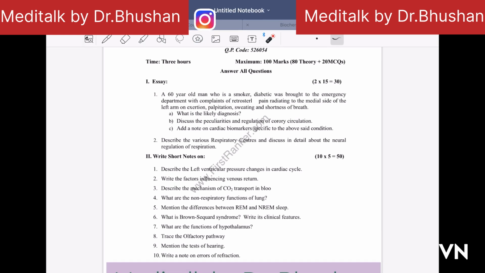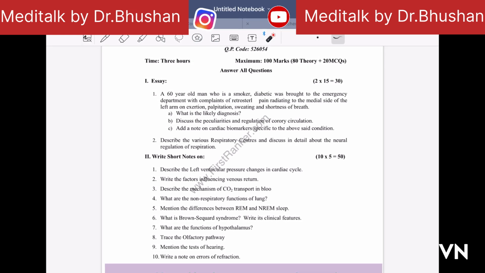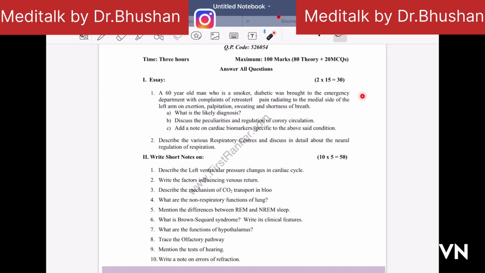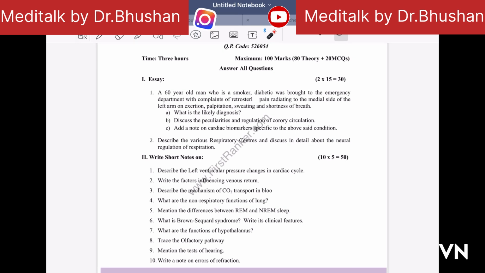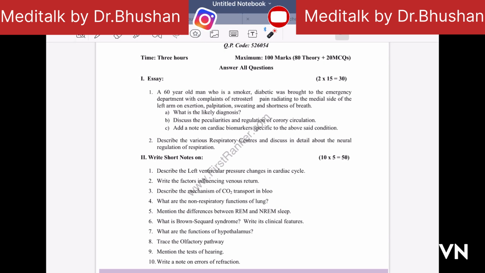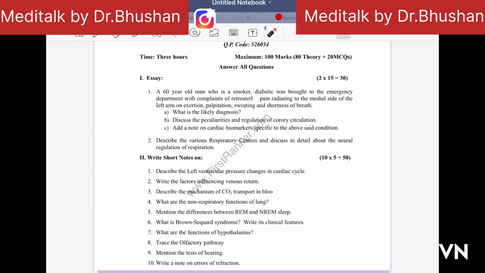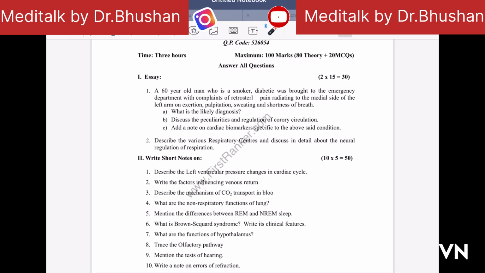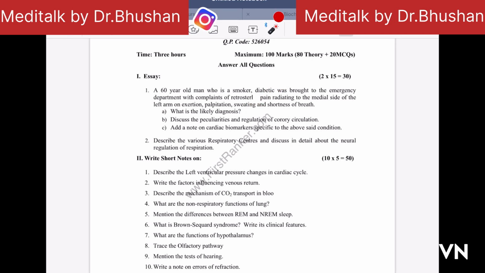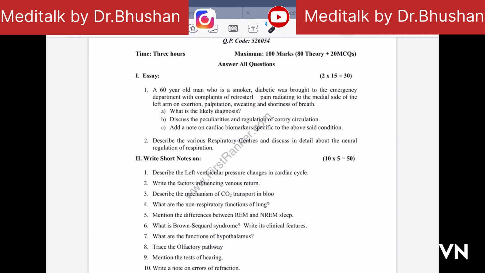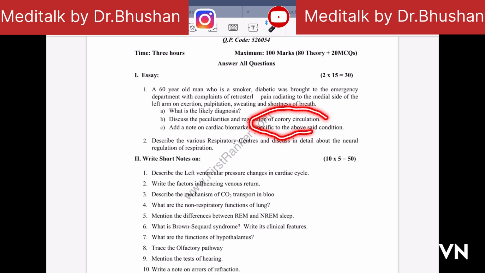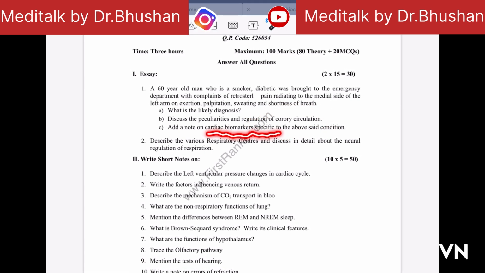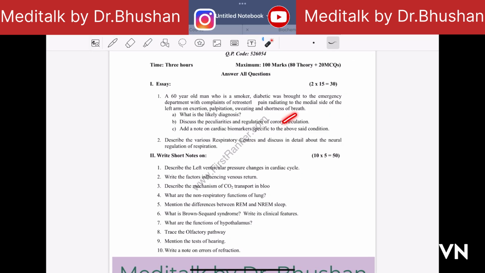First read the question. A 60-year-old man who is a smoker and diabetic was brought to the emergency department with a complaint of retrosternal pain radiating to the medial side of the left arm on exertion, palpitation, sweating, and shortness of breath. What is the likely diagnosis? The peculiarities and regulation of coronary circulation. You have to write about the cardiac cycle, coronary circulation, and add a note on cardiac biomarkers specific to the above said condition. This is a long question.